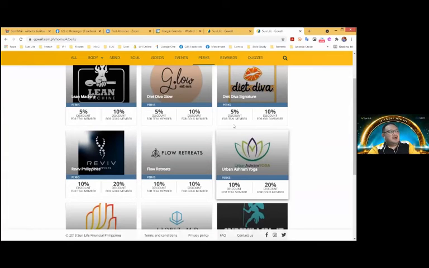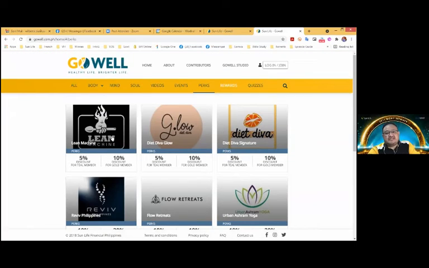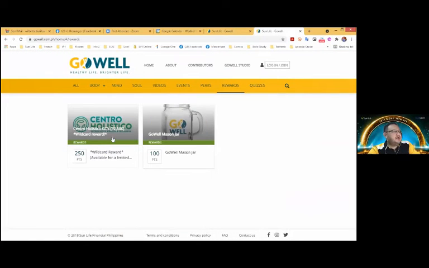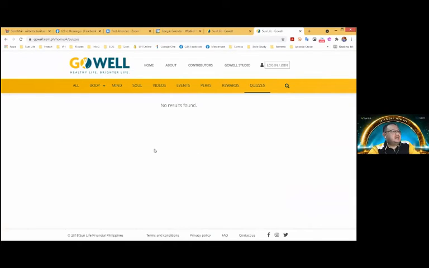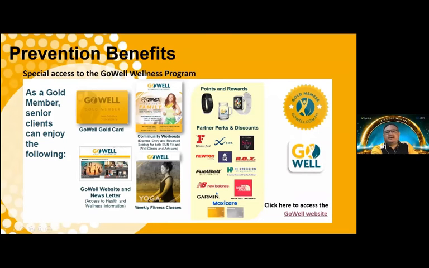Tapos may rewards. So nawala na yung Fitbit watch. So this is during the pandemic. Iba na ngayon. Okay, may GC na siya. Okay? So that just gives you an idea about the GoWell program. So balik tayo. Okay. So next one.